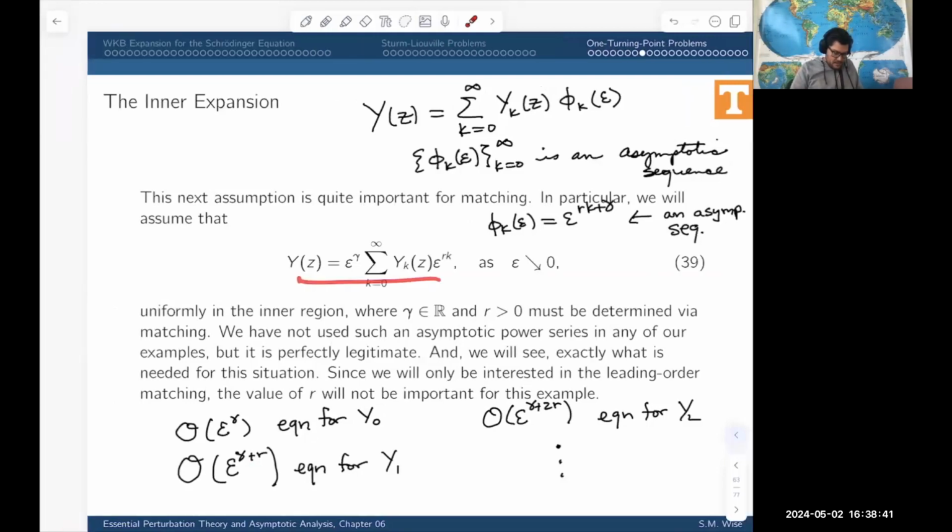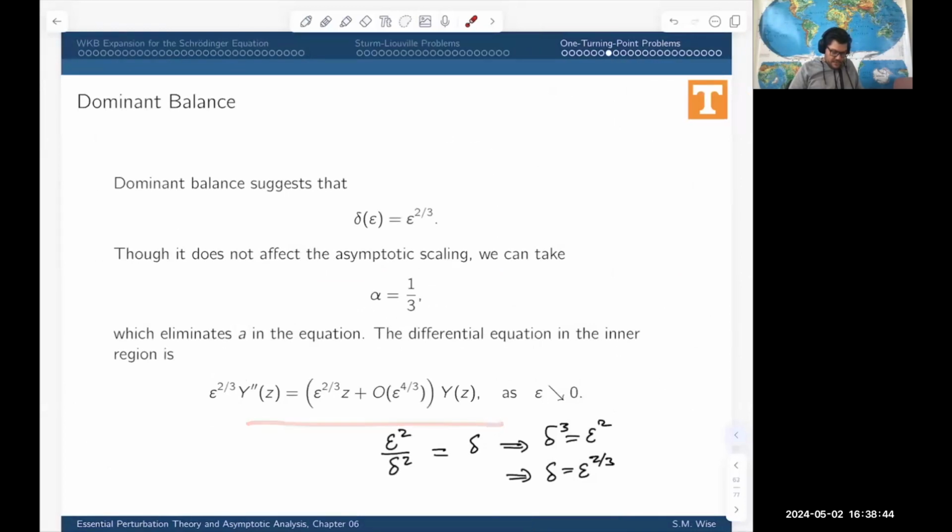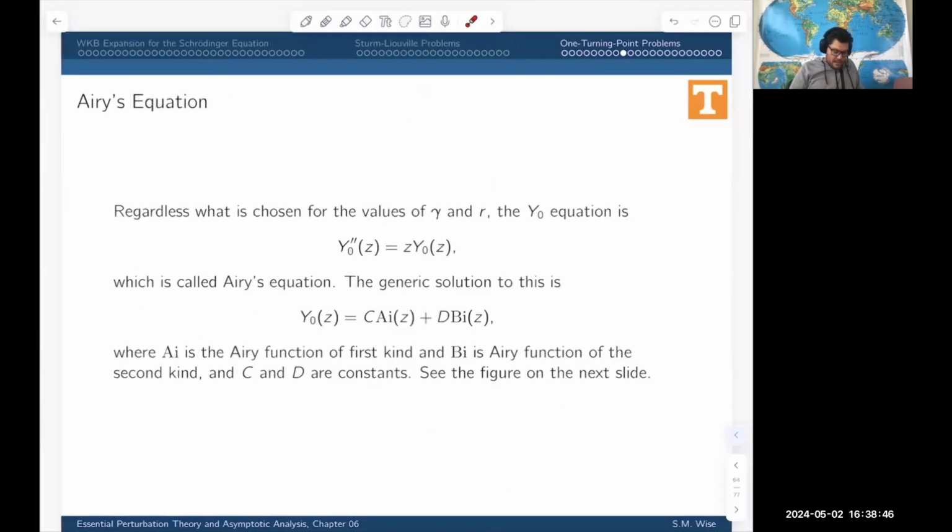So we plug this into our transformed equation, and the leading order term, which is, as I said, order epsilon to the gamma, is this equation here. If you are a physics student, you may have seen this equation before, actually, for precisely the reason I'm talking about it today, because it's a differential equation which is important for the study of quantum mechanical systems.